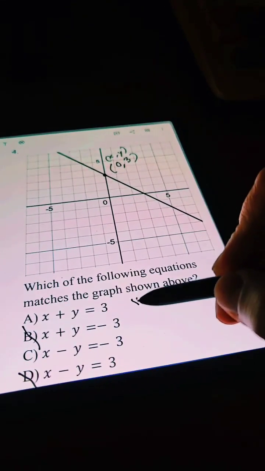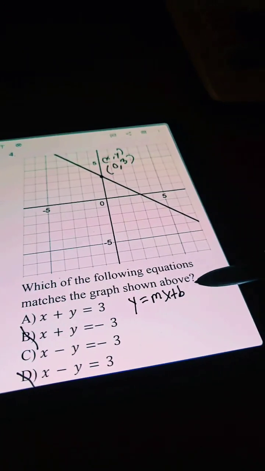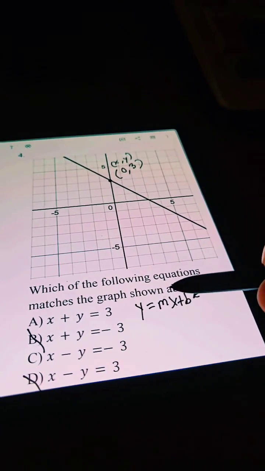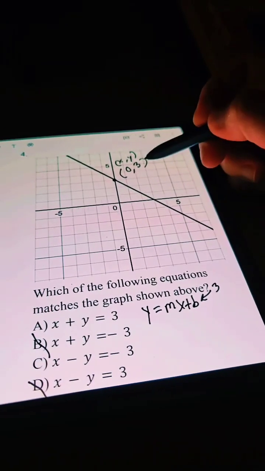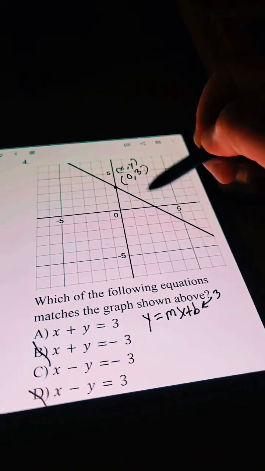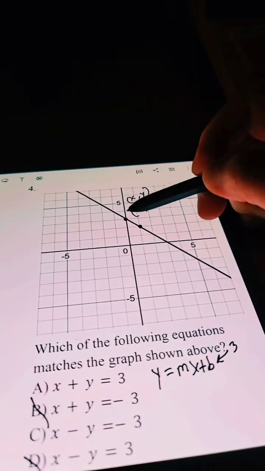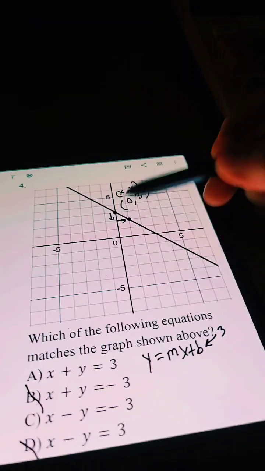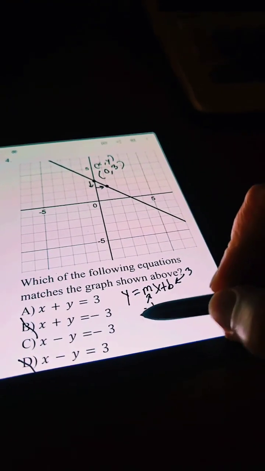But the more efficient way of doing it would be to use this formula, y equals mx plus b, where b is your y-intercept, so we know that b is going to be 3, and m is our slope. So let's just pick 2 points to figure out our slope. I'm going to pick 2 perfect corner points right here, and I see that it's going down 1 over 1, so that means the slope has to be -1. So this has to be -1.